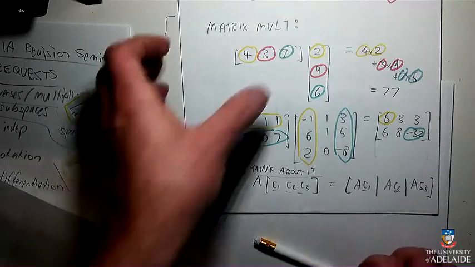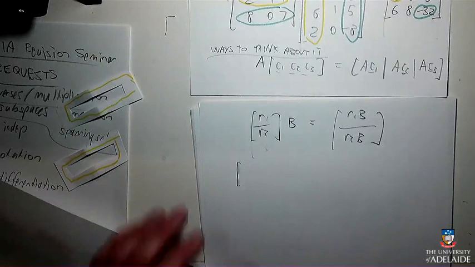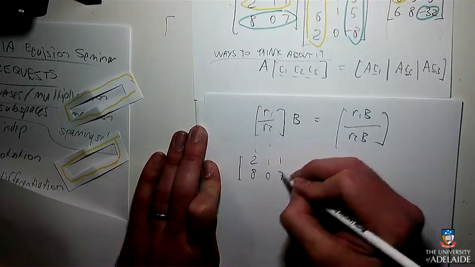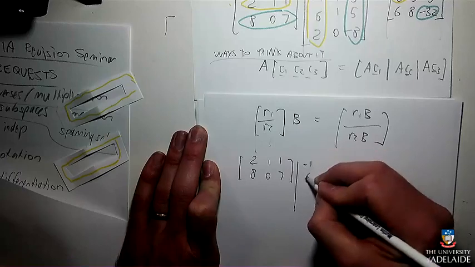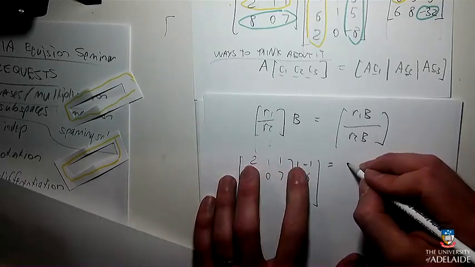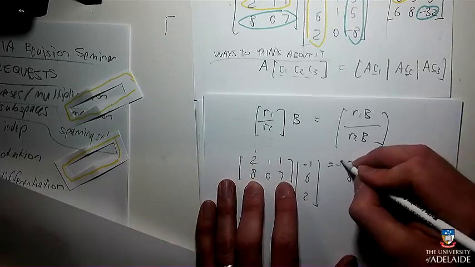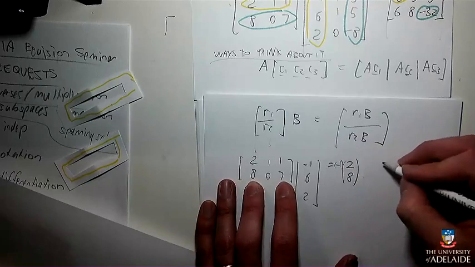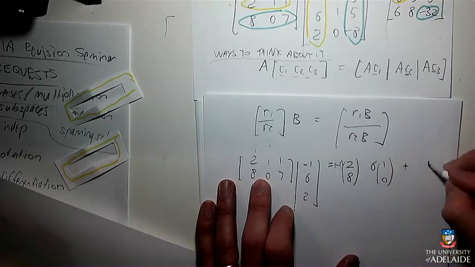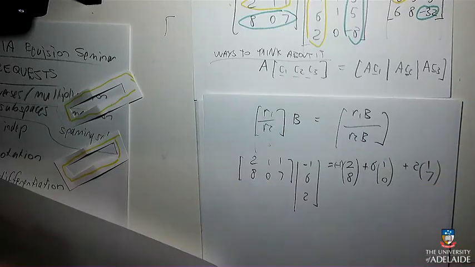So it turns out, I'll just do this one as an example just so you can see what happened. Both the 2 and the 8 were multiplied by a minus 1. And both the 1 and the 0 were multiplied by a 6. And both the 1 and the 7 were multiplied by a 2. And we added the results together.